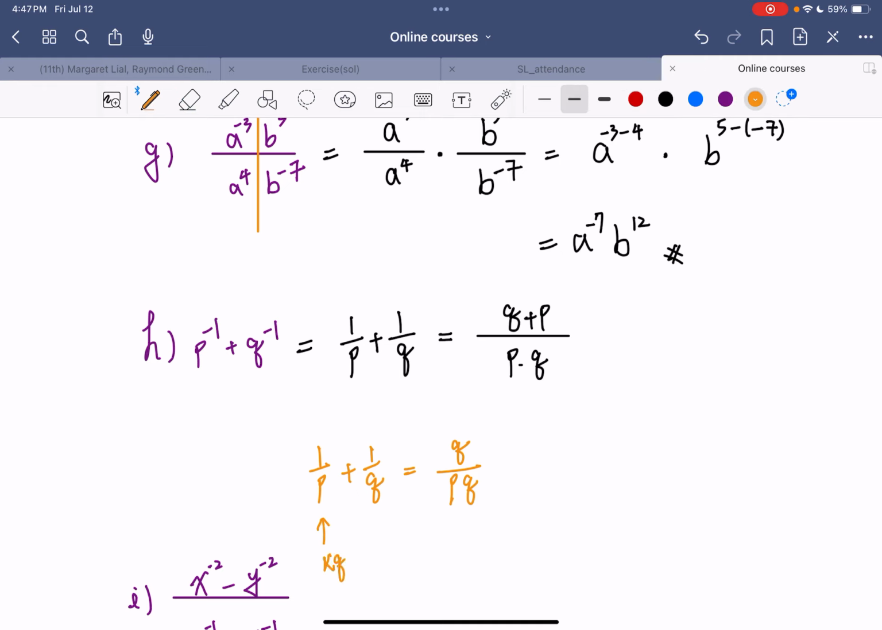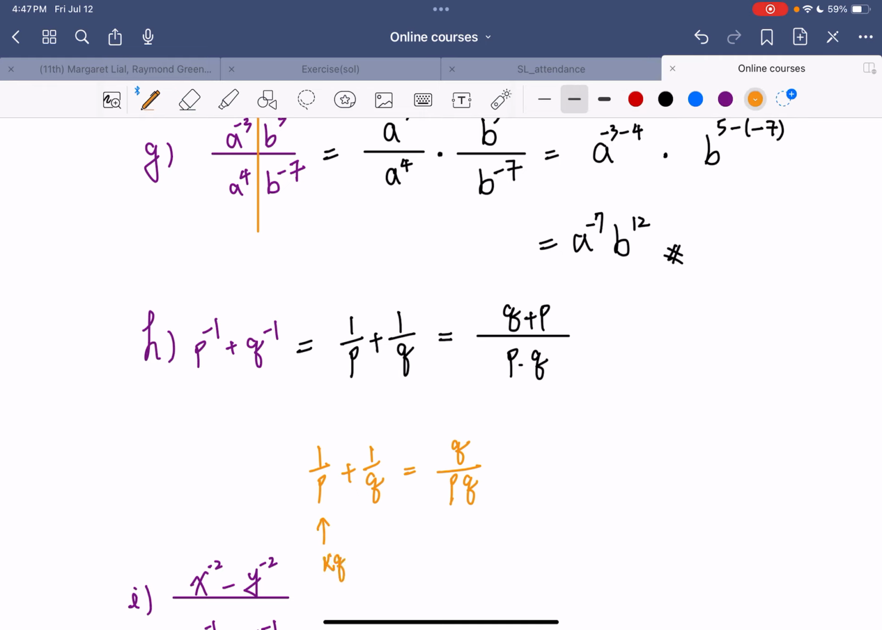Okay, so first, for the numerator, we got x squared, 1 over x squared minus 1 over y squared. Okay, because the negative sign of the exponent is telling us that we have to flip the number. And then this one will become 1 over x minus 1 over y.